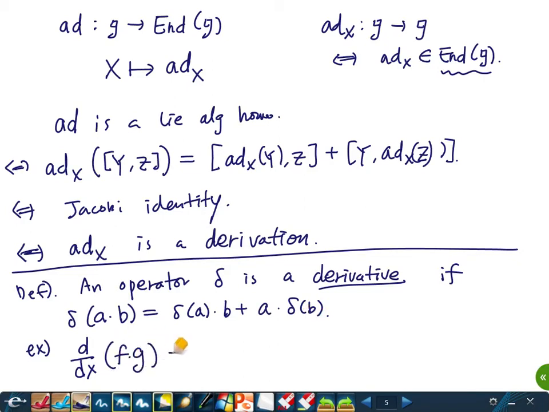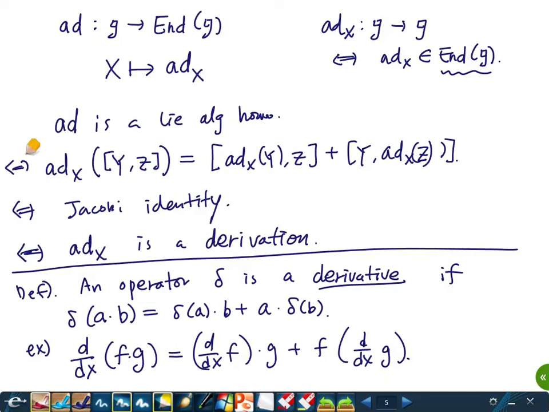For f and g, if we have this, d/dx of f times g equals d/dx f times g plus f times d/dx g. Okay. Yeah, so this is non-trivial, but this can be done. This part can be proved; see the textbook. So it turns out that ad is indeed a Lie algebra homomorphism, and it can be proved using the Jacobi identity.